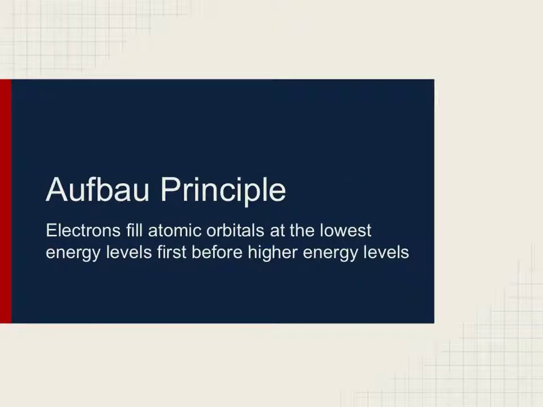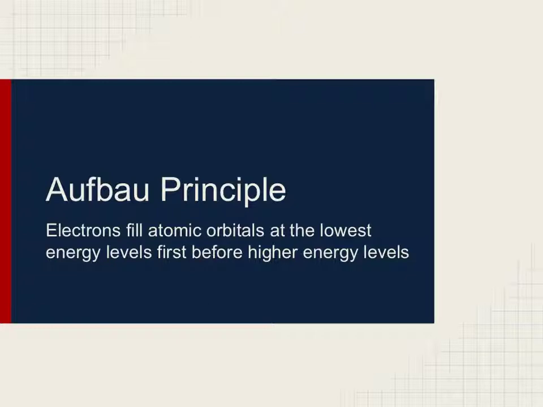In order to assign electron configurations, however, we have to be aware of at least 3 rules or 3 principles. The first principle, or the first rule, that is important in assigning electron configurations is what's known as the Aufbau principle. So make sure to have this in your notes.